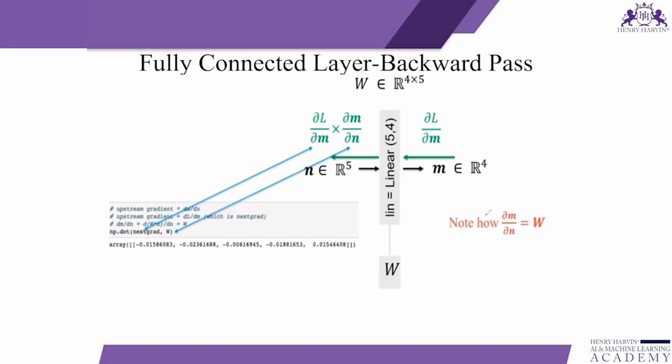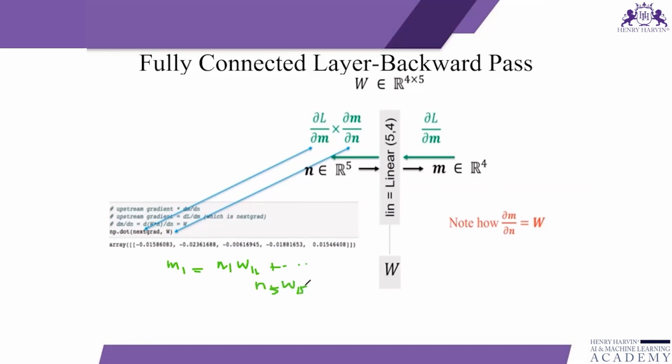Let's write down what M was. M1, as we have seen, is equal to N1 into W11, up to N5 into W15, plus bias.